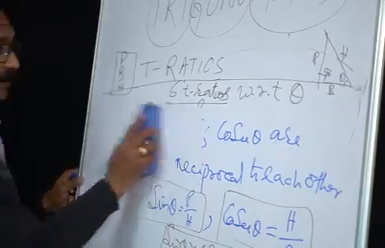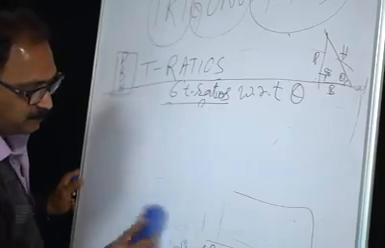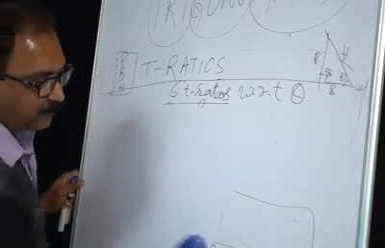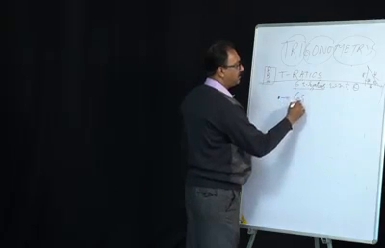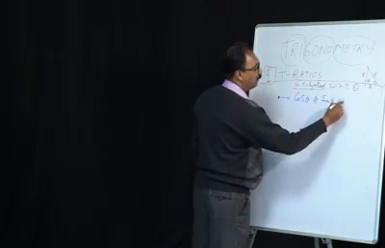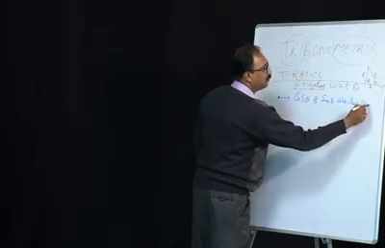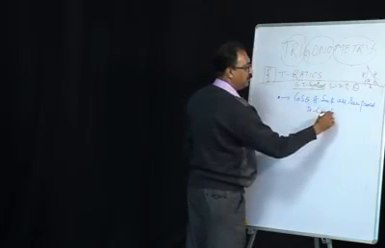Okay. Now we come to other reciprocals. The second bullet point is: cos theta and sec theta are reciprocal to each other.